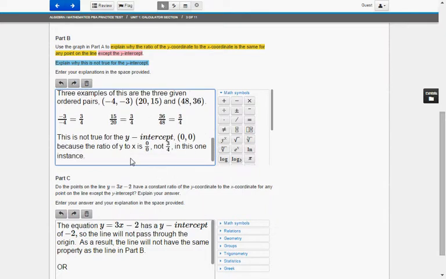Note that this is not true for the y-intercept, and my explanation is because in this case the ratio of y to x would be 0/0, not 3/4 in this one instance.